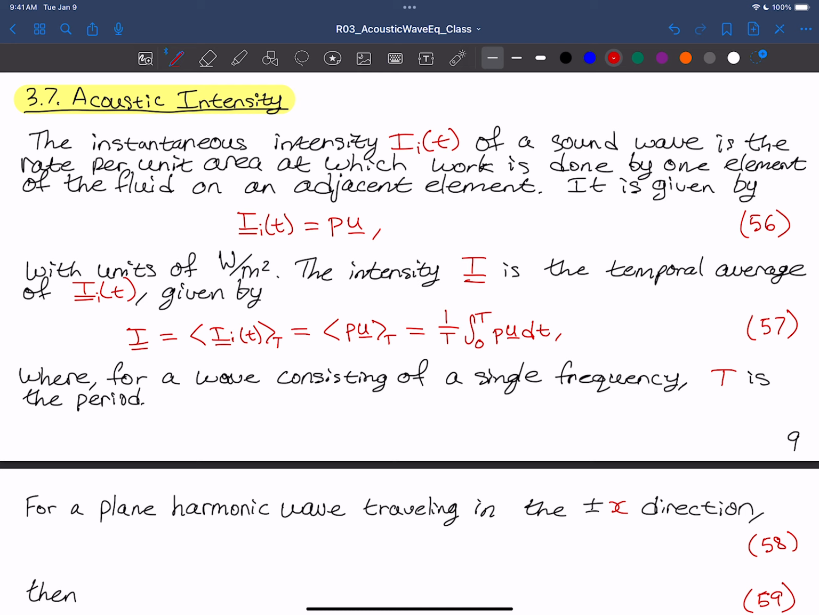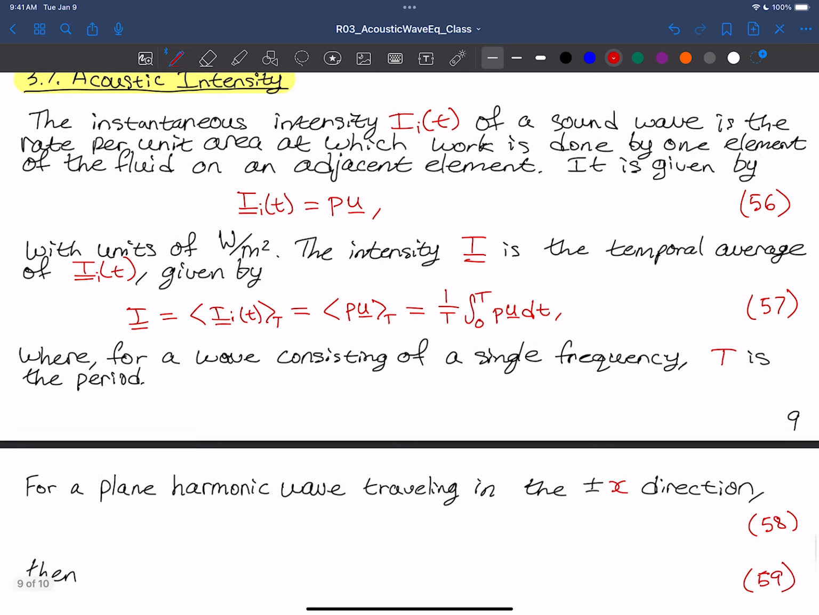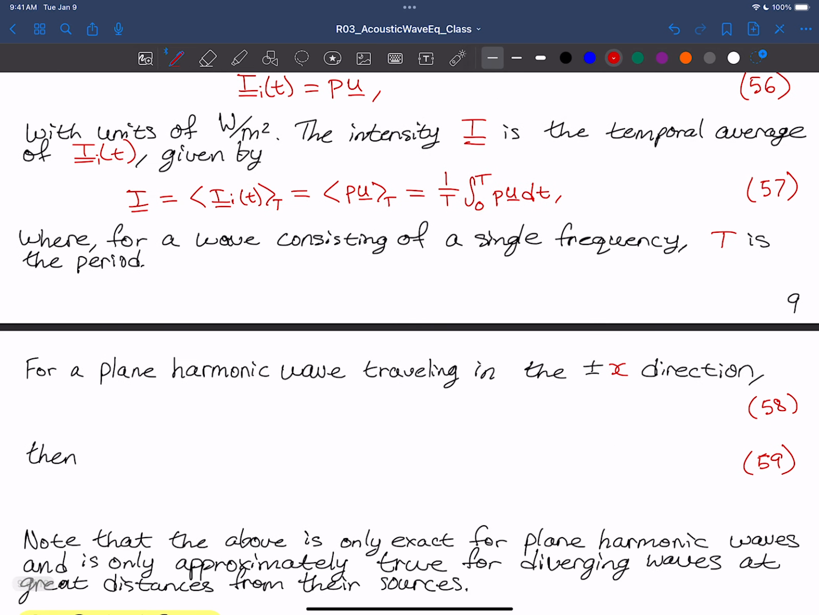And so for a wave consisting of a single frequency, T is the period. If the wave does not consist of a single frequency, then you need to make a decision on what you're going to use for that period. Generally, you might consider finding, if the frequencies are commensurate, a common period. If not, you might just want to choose the period of the lowest component. Or alternatively, you could do some kind of decomposition and break it up into components where each component has a single frequency, and then you could find the acoustic intensity of each of those and then add those up together in some way.